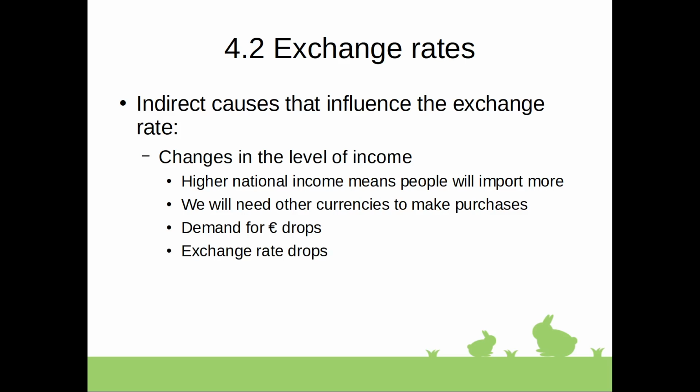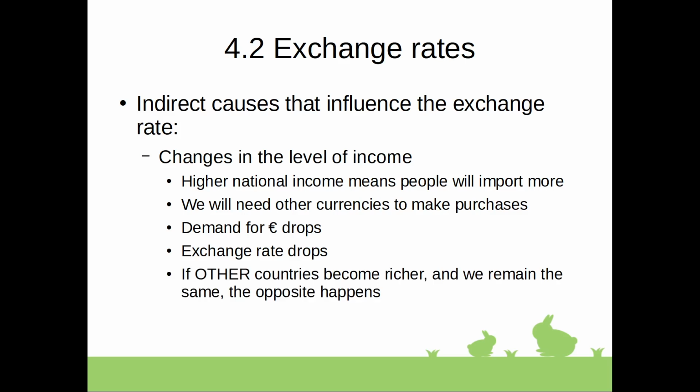In the previous graph, we saw the opposite happening. So you can once again use the graph to find the solution over here. Of course, if the opposite happens, the opposite will happen in the end. So yeah, it's as easy as that. If other countries become richer and your state stays the same, the opposite will obviously happen.